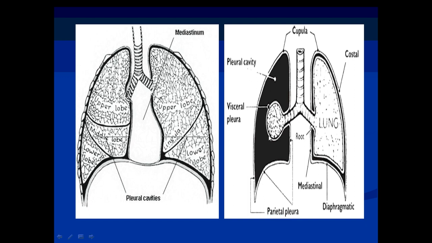For this picture, if you imagine that the lung is collapsed, the visceral pleura covers the lung parenchyma completely and is inseparable from it, and the parietal pleura covers the inner thoracic cavity. Here it is lining the chest wall and covering the diaphragm and the mediastinum, and here at the hilum of the lung, the visceral and parietal pleurae merge together.